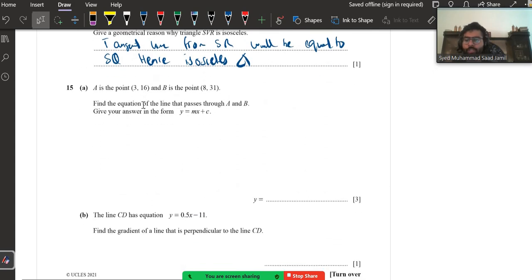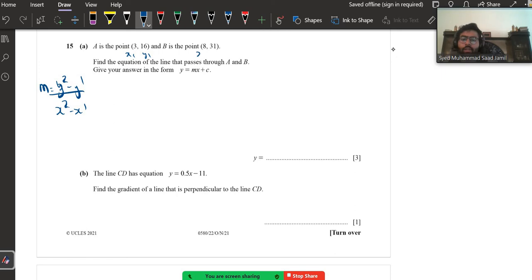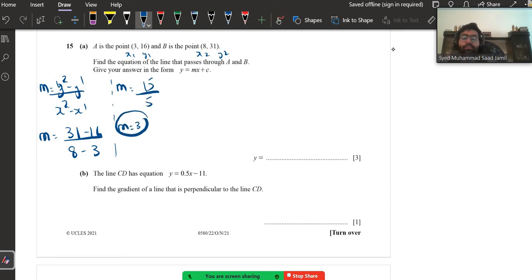Moving on to question number 15. It says A is the point 3, 16 and B is the point 8, 31. Find the equation of the line that passes through A and B. Give your answer in the form y equals mx plus c. First of all, we will find the gradient. The formula is m equals y2 minus y1 upon x2 minus x1. Now m equals 31 minus 16 divided by 8 minus 3. So m equals 15 upon 5, and m equals 3. So the gradient is 3.